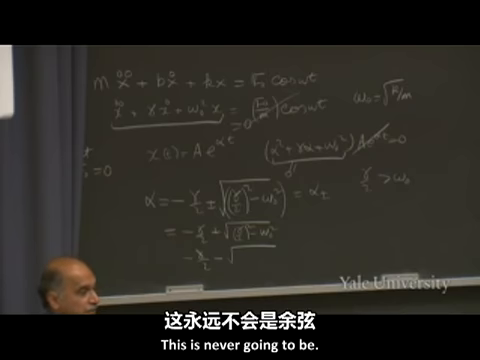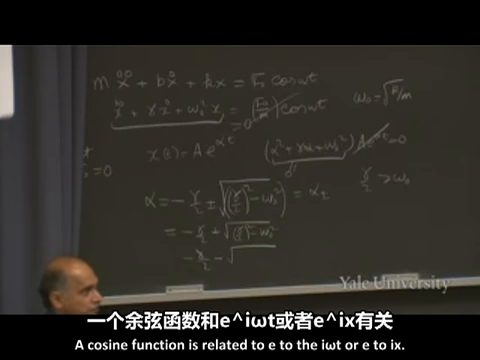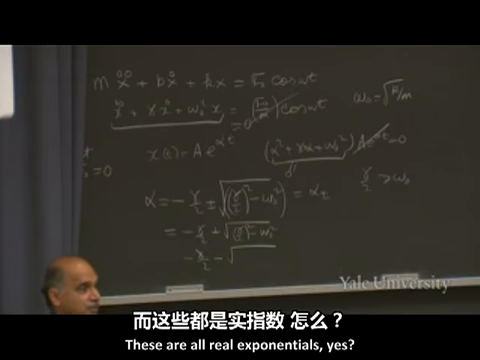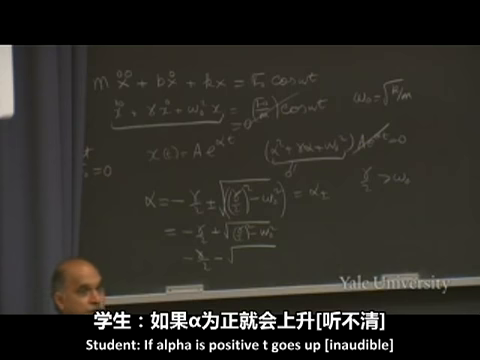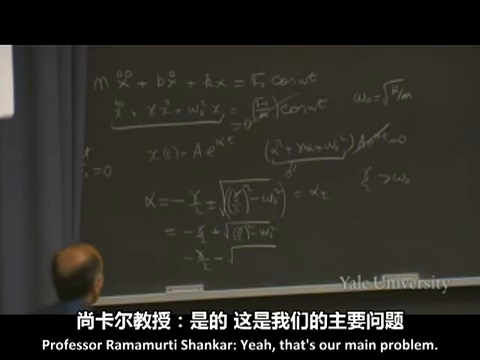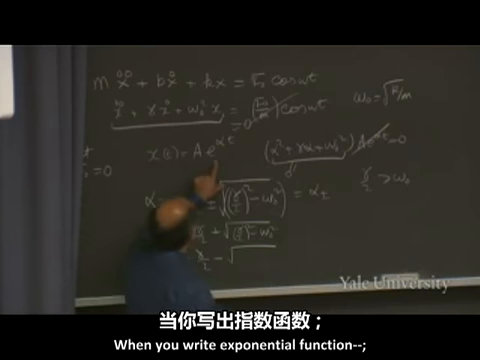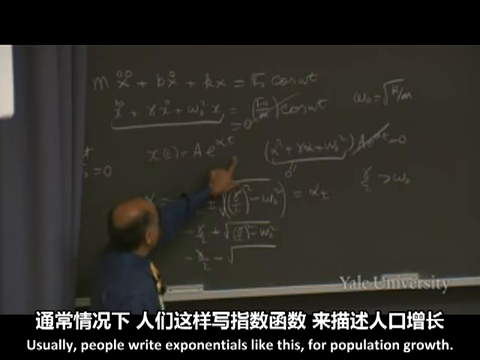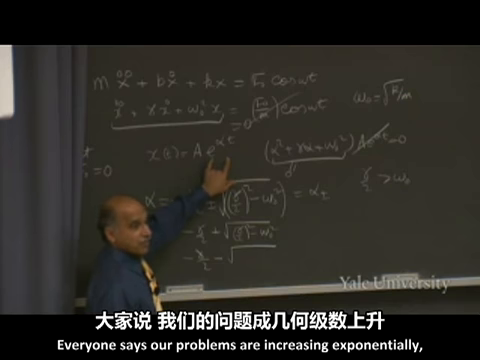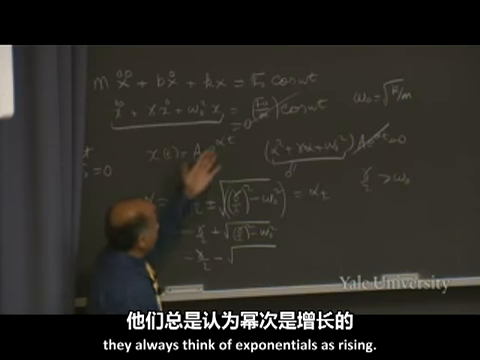This is never going to be. Cosine functions are related to e to the i omega t or e to the ix. These are all real exponentials. Yes? If alpha is positive, as t goes up, x will go to infinity. Yeah, that's our main problem. When you write an exponential function, usually people write exponentials like this for population growth. Everyone says our problems are increasing exponentially. They always think of exponentials as rising.